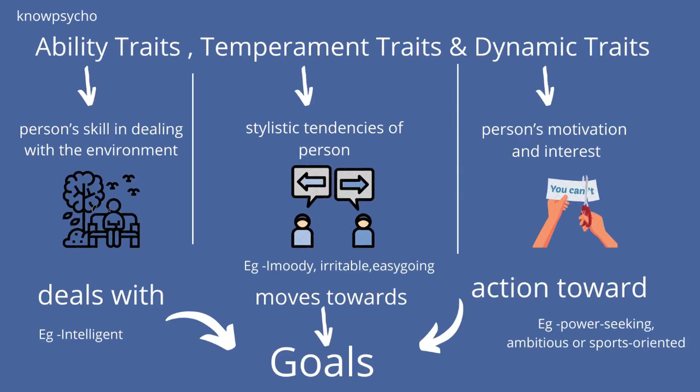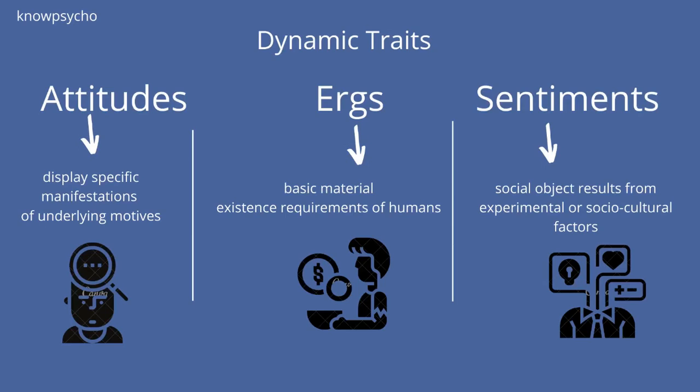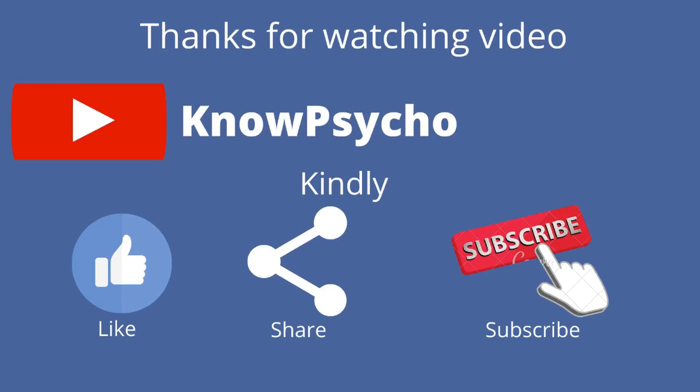Dynamic traits are the person's motivation and interest which set the person in action toward the goal. Example, a person may be characterized as being power-seeking, ambitious or sports-oriented. Dynamic traits are of 3 types, viz. 1. Attitudes, 2. Ergs and 3. Sentiments. Attitudes display specific manifestations of underlying motives, and ergs are basic material existence requirements of humans, like hunger, curiosity, etc., whereas sentiment focus on social objects, resulting from experiential or socio-cultural factors.